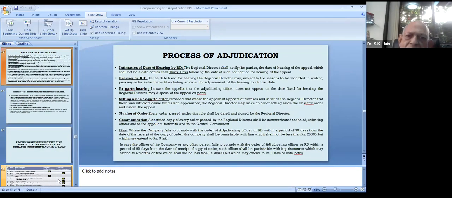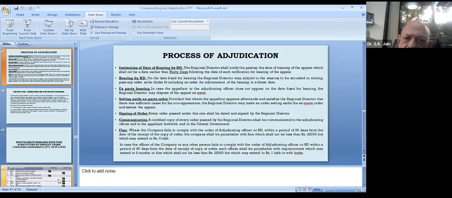Now, intimation of date of hearing by RD. So, RD will fix the date. The RD office shall notify the party the date of hearing of the appeal, which shall not be a date earlier than 30 days following the date of such notification of hearing of appeal. So, 30 days time is given for hearing.